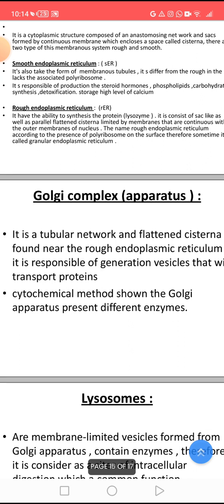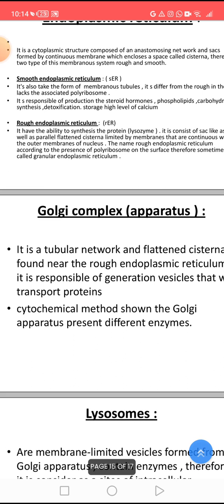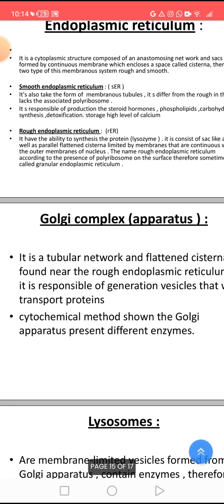So one of the most important differences is that rough ER has ribosomes attached on the outer membrane. We have free ribosomes and attached ribosomes in the cell. Smooth endoplasmic reticulum does not have any ribosomes on it. It's completely smooth. The functions of smooth ER are detoxification and producing steroid hormones.